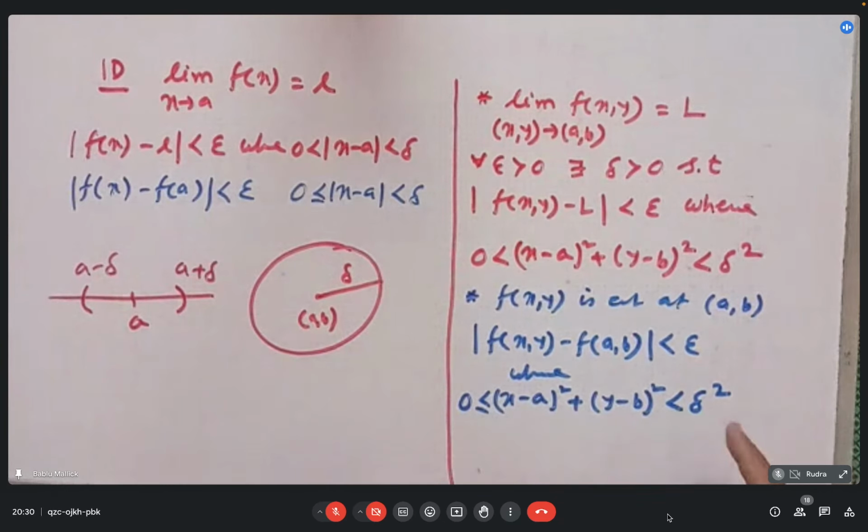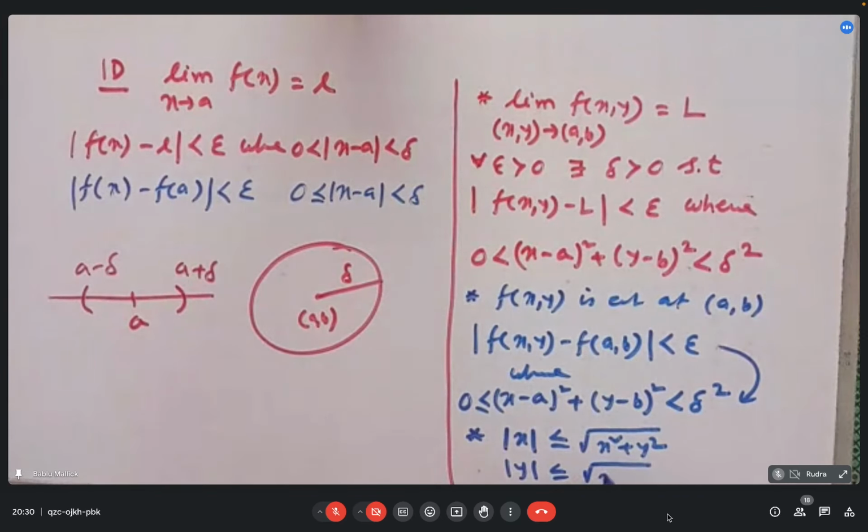So look, we shall consider this relation, and we shall try to find delta. If delta exists, then it is continuous. This is a very simple result we shall use: |x| is less than or equal to √(x² + y²), and similarly |y| is also less than or equal to √(x² + y²).